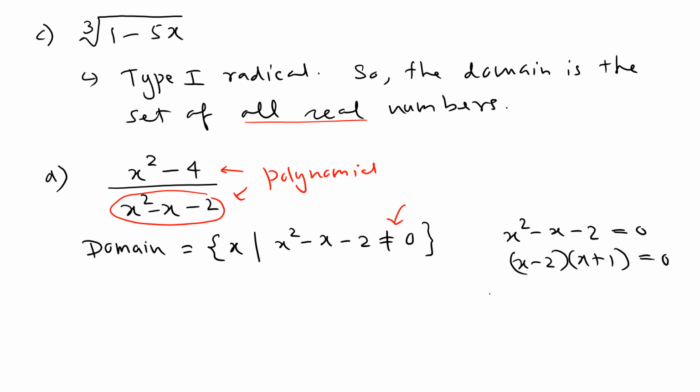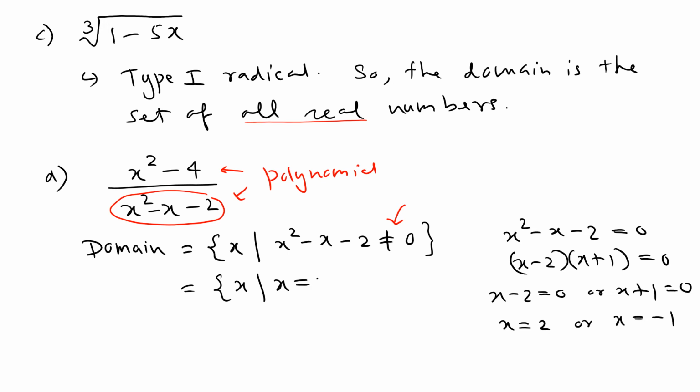Now we're going to set each factor equal to 0. x minus 2 equal to 0, or x plus 1 equal to 0. So this says x equals 2, and this says if you subtract 1, x equals negative 1. Those are the two values that make the denominator 0. That means we say x such that x is not equal to 2, and x is not equal to negative 1. Those are the two values that we need to remove. So that's one way to write the solution.